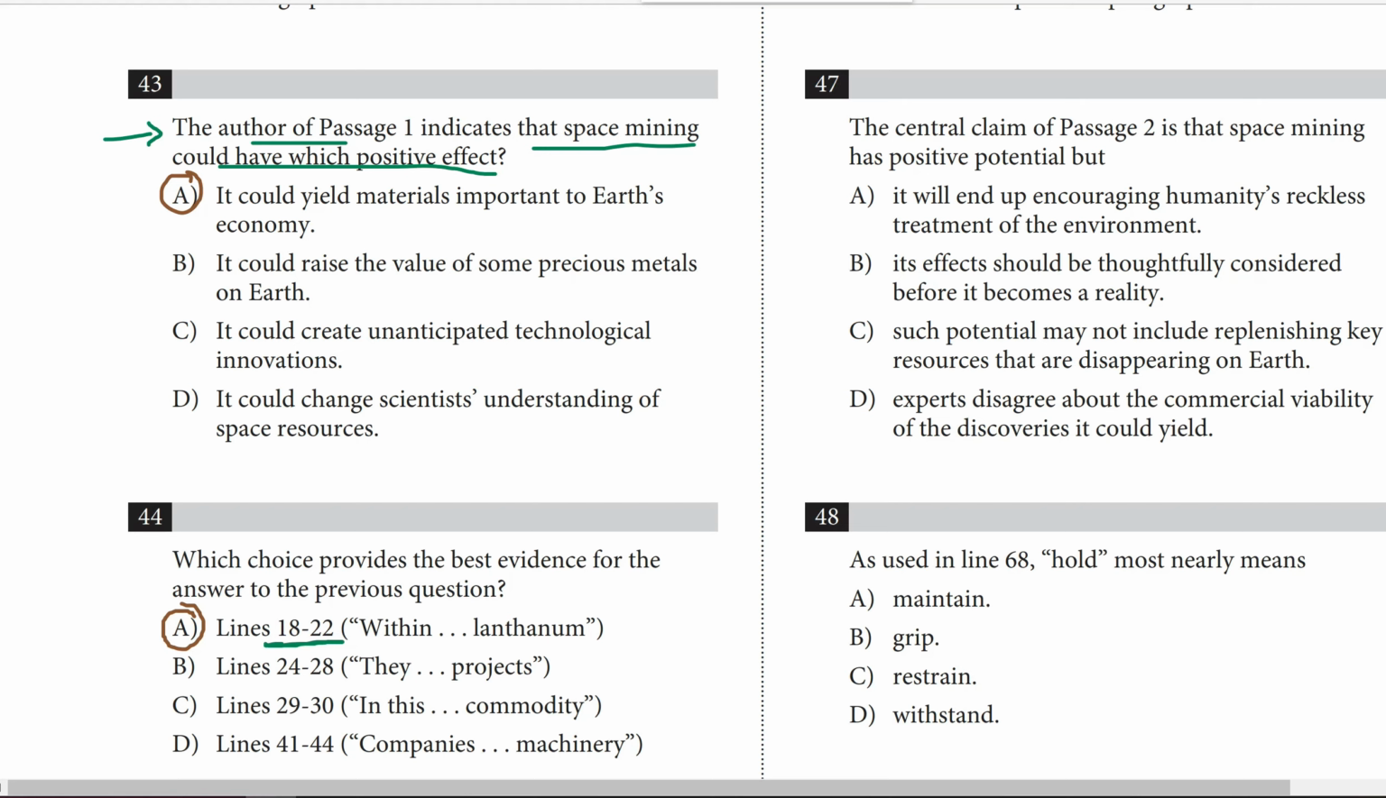It could yield materials important to what? To Earth's economy, right? Yield materials means what? Like what? Produce. Materials important to what? To Earth's economy, and I think it was very clear. خدوا بقى عندكم B. بتقول ايه B? It could raise the value of some precious metals on Earth. It wasn't there. It could create unanticipated, unexpected technological innovations. It didn't tell. It could change scientists' understanding of space. It didn't tell.